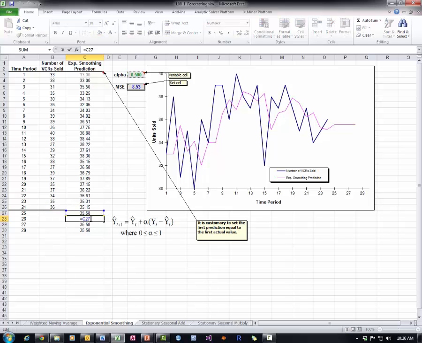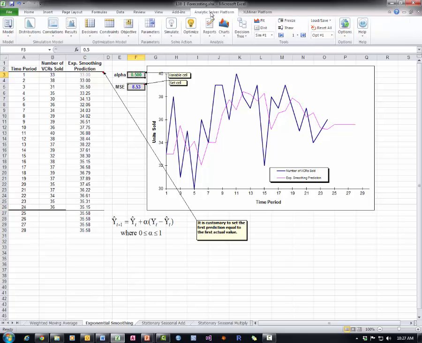For period number 26, you're going to just use the previous time period. So period number 26 is nothing but your forecasted value. So the forecast becomes static for exponential smoothing because you don't have any data here. Okay? And so this is your exponential smoothing.